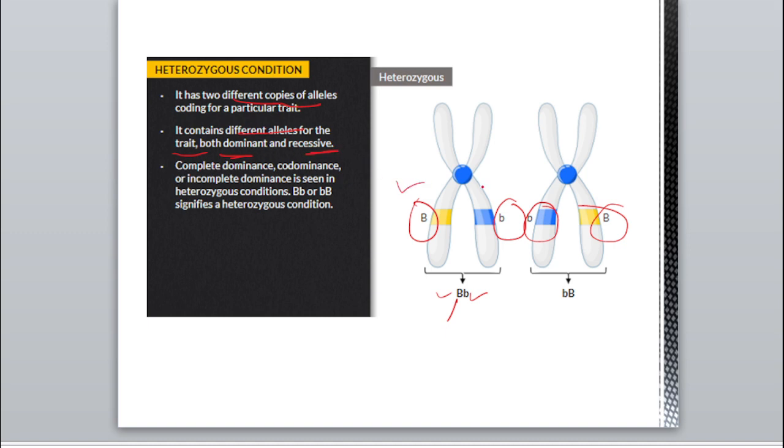One has to be dominant, another recessive, because it has to be different. So complete dominance, codominance, and incomplete dominance are seen in heterozygous condition. So what is complete dominance? Complete dominance means one is completely dominant over the other. Incomplete dominance means a mixture of something. We'll be learning about them in detail one by one.